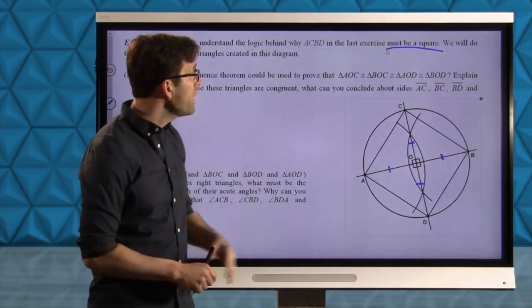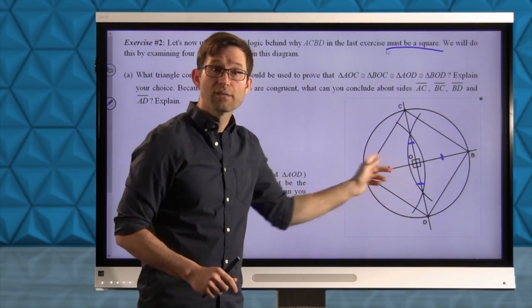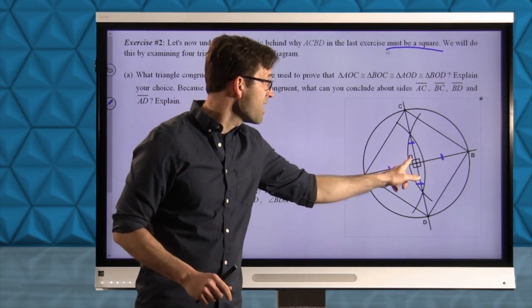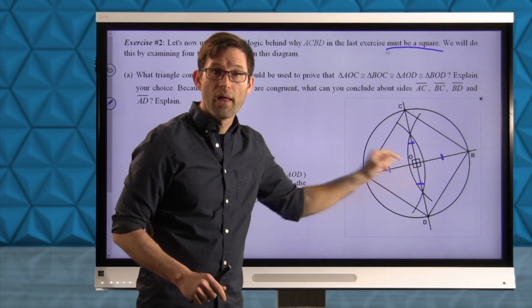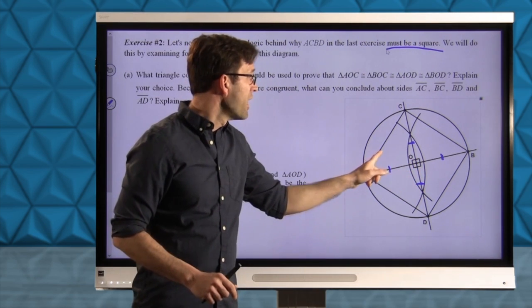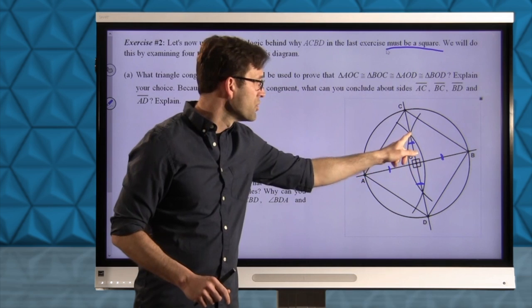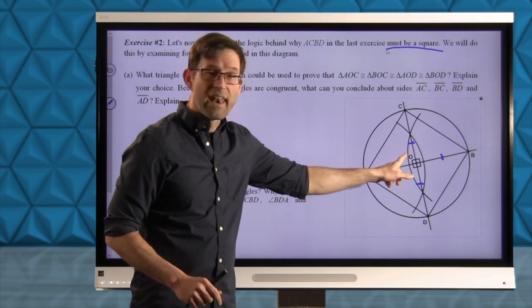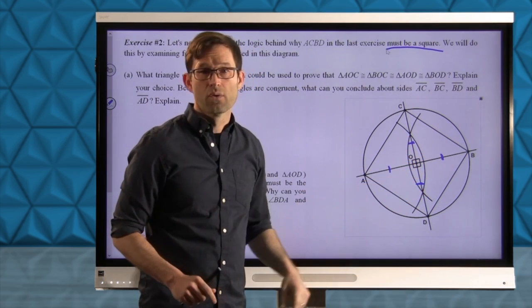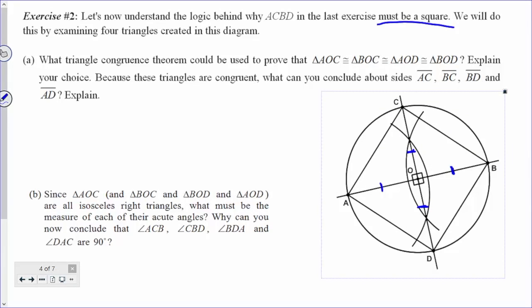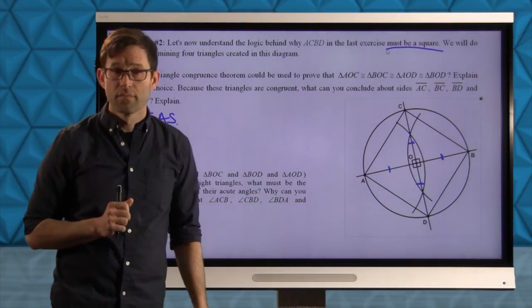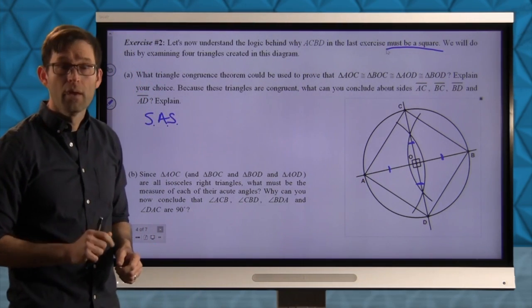Furthermore, we know that CD is perpendicular to AB, which makes that a right angle, that a right angle, that a right angle, and that a right angle. So I have a side congruent to a side, congruent to a side, congruent to a side, and an angle in between each of those congruent sides. We can say all of these are congruent by the side angle side theorem.